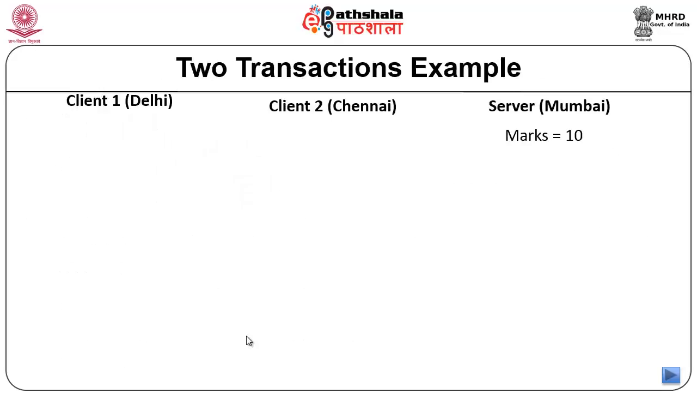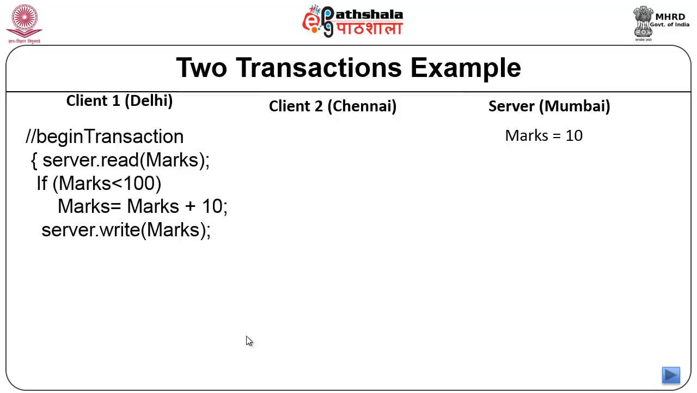Let us look at this. So, we will use this as an example. There are two transactions. One client in Delhi is looking at the value of marks, and the value of marks is in a server in Mumbai, and it is doing something and writing back. If this executes, it reads the value of 10, and if the marks is less than 100, then marks is marks plus 10, which makes the marks 20, and it writes back to the server.